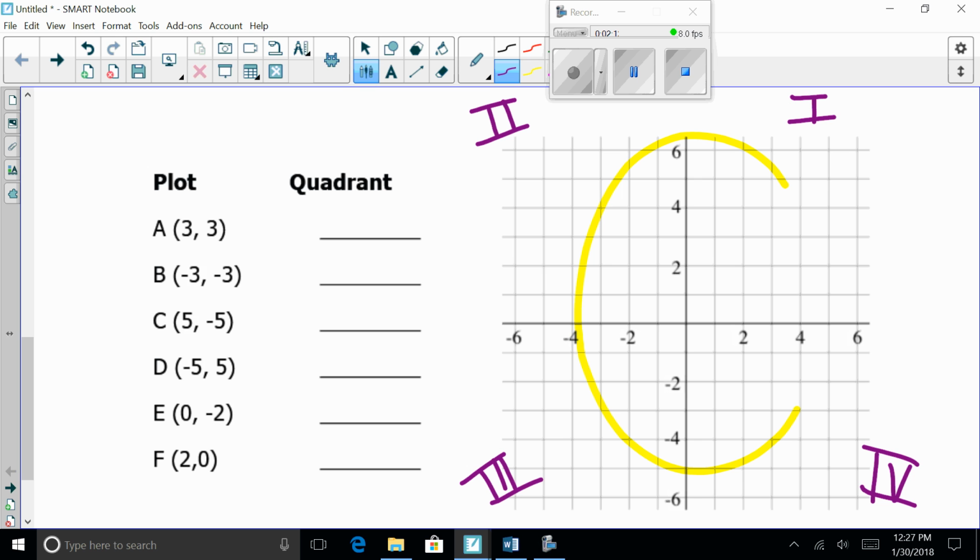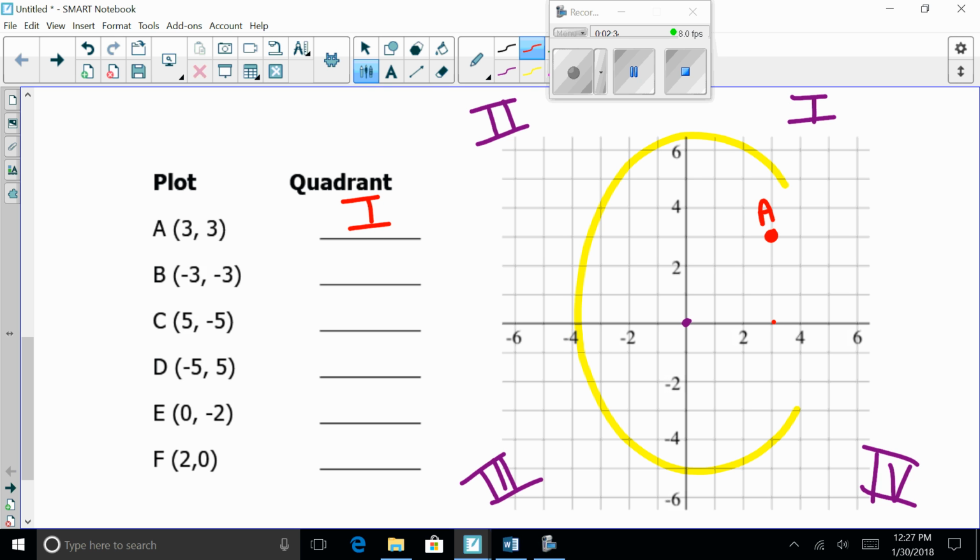So point A is at 3, 3. Whenever we go to plot points, you always start here at 0, 0. From the 0, 0, you travel left or right first, and then you travel up or down to reach your second number. So if I'm at 3, 3, I go to the right 3 and up 3. So that's point A. We see we're in quadrant 1.